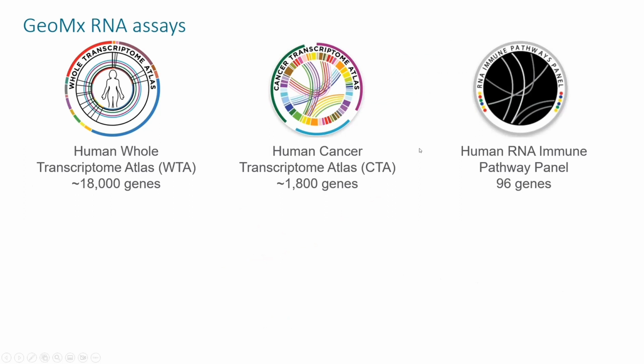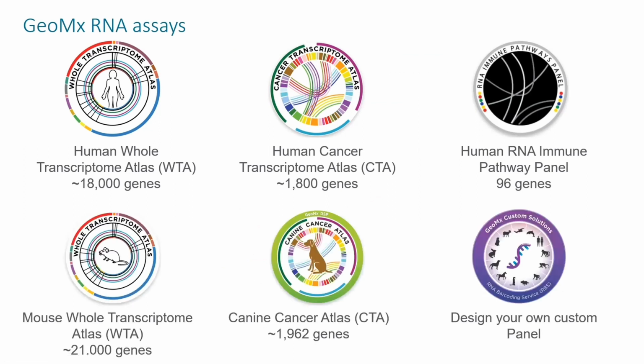So that's for humans. If you want to do mouse, then there's a Mouse Whole Transcriptome Atlas as well, with more than 20,000 genes. And NanoString just released a canine cancer atlas as well, with around 2,000 genes. And then you can also design your own custom panels. If you have a specific species you're interested in, then it is possible to design a panel for that. But you can also design add-on content to the existing panels. If you're interested in non-coding RNAs, circular RNAs, or whatnot, then you can add them to the existing panels to get more content and more information about your samples.